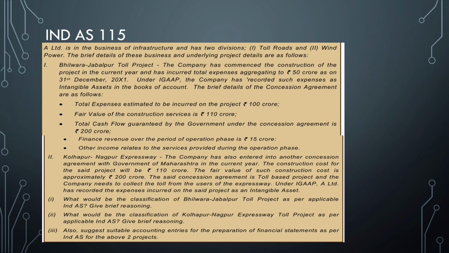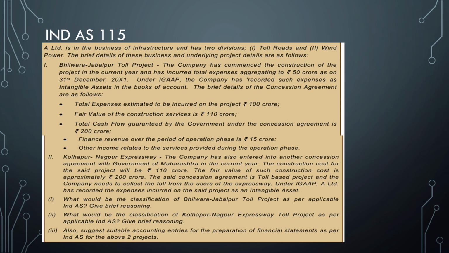So next one is Ind AS 115. A Limited is in the business of infrastructure. This question is based on service concession arrangements and it was last asked in November 22, so do watch out for questions like this. A Limited has 2 divisions: toll roads, wind power, etc. So the Bhilwara to Jabalpur toll project, and so on. The various details are given, cost and revenue. I'm not going deep into this. Hope all of you read this question.